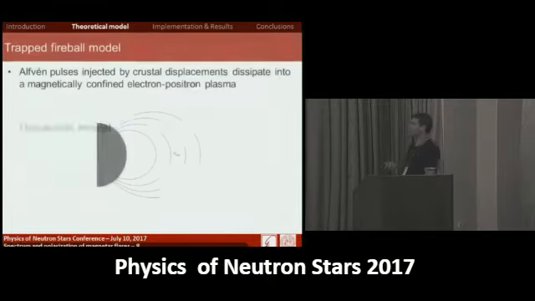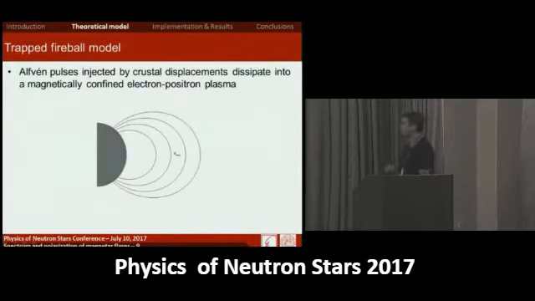So, as I mentioned before, according to the model by Thompson and Duncan, magnetar flares originate in the sudden rearrangement of the external magnetic field that follows the crustal displacements that are triggered by the strong internal magnetic field. And this injects into the magnetosphere an Alfvén pulse that grows faster than in this slide.